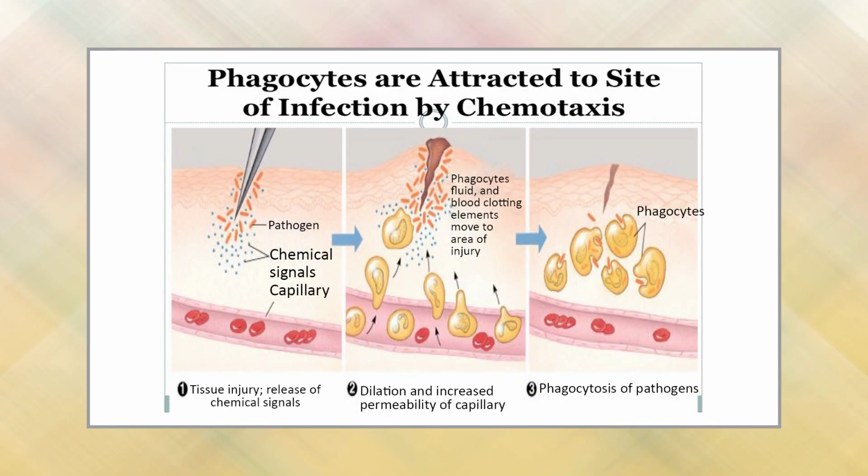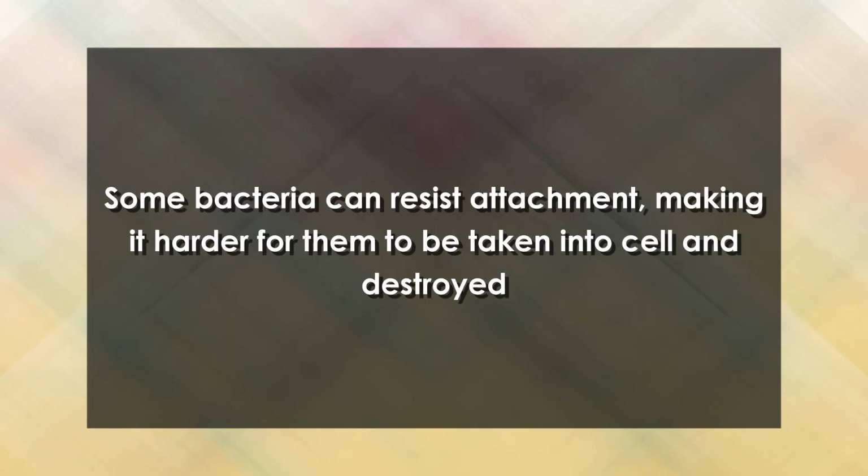Step 2. In the immune system, chemotaxis may occur. Chemotaxis is the movement of phagocytes towards a concentration of molecules. Immune cells pick up chemical signals and migrate towards invading bacteria or damaged cells. Step 3. The cell attaches to the particle that it will ingest. Attachment is necessary for ingestion to occur. Some bacteria can resist attachment, making it harder for them to be taken into the cell and destroyed.